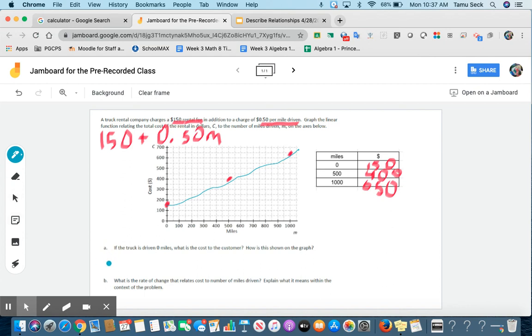If the truck is driven 0 miles, what is the cost to the customer? So at 0 miles, the cost to the customer is $150. And what is the rate of change relating the cost to the miles driven? So the rate of change is 50 cents per mile. For every mile that the truck driver drives, it costs him 50 cents more. So 50 cents per mile.